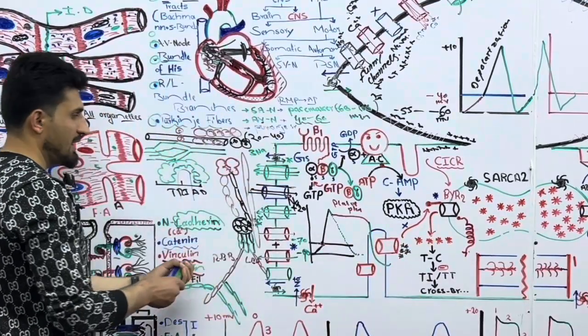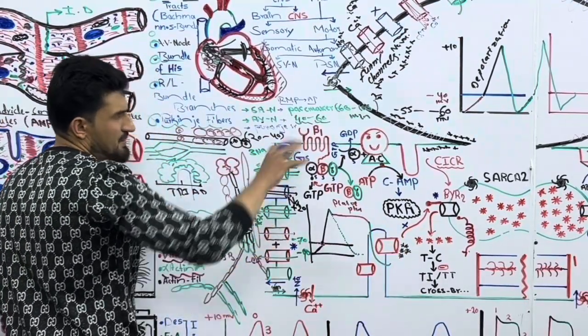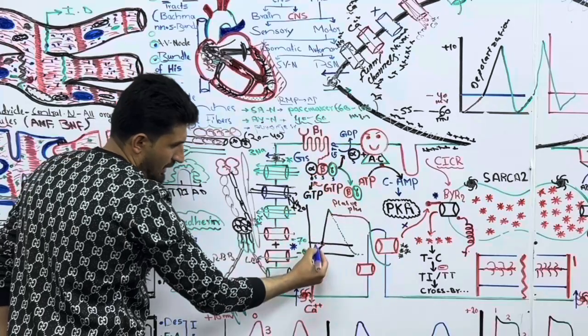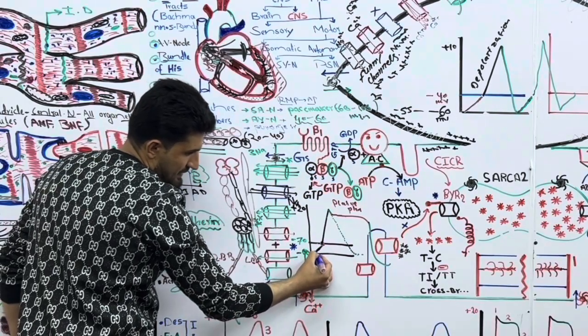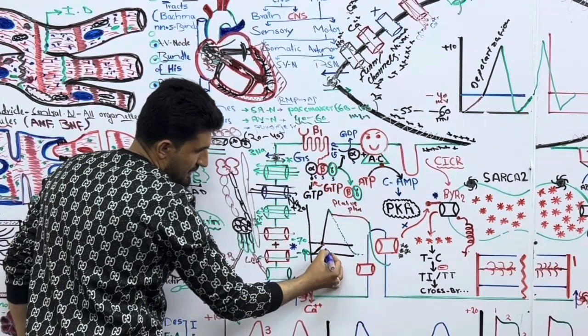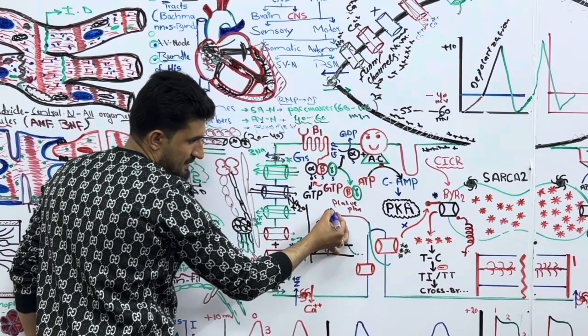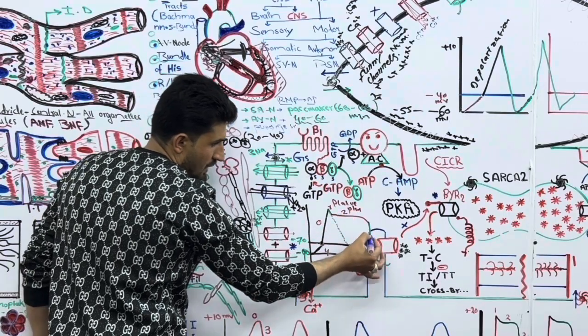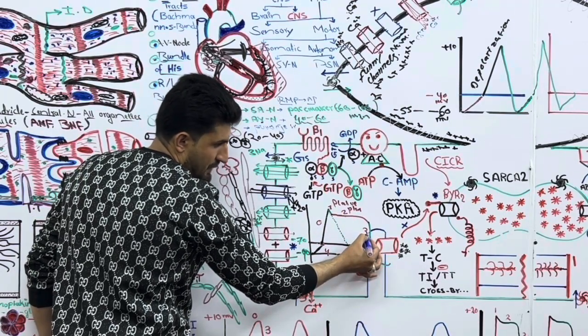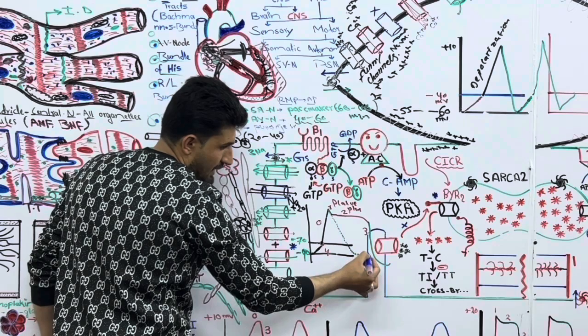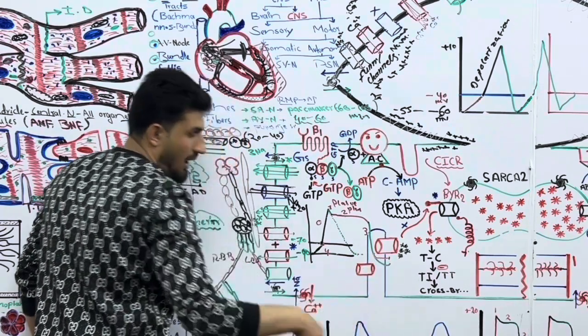How? Listen to me carefully. First of all, let me tell you these phases. This resting phase is called phase 4. This depolarization phase is called phase 0. This fluctuation is called phase 1. This is called phase 2. This repolarization is called phase 3. Plateau is phase 2. And again, the resting state is called phase 4.